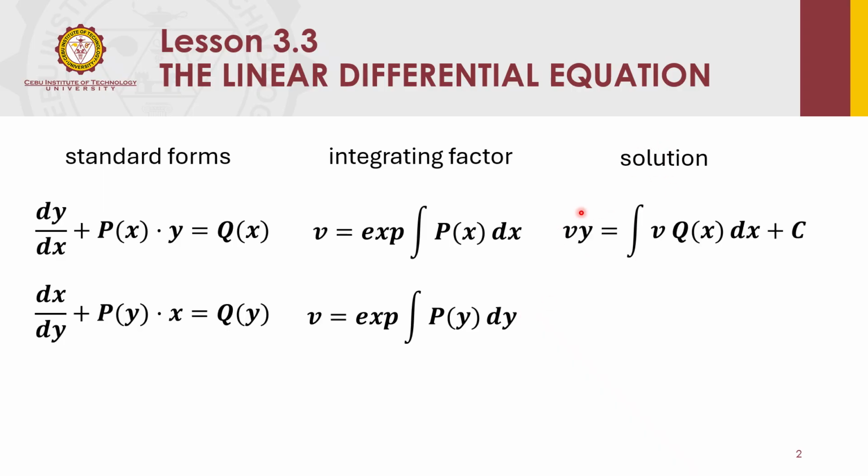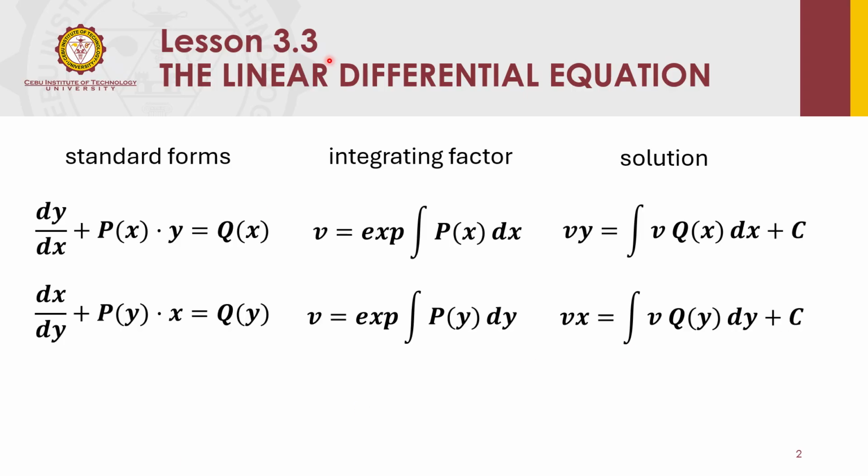We multiply the integrating factor with y, and it is equated to the integral of the integrating factor multiplied to the one on the right side of the equation, your x function. Integrate it with respect to x, and then plus c. For the second one, replace y with x, and then the integrand would contain the pure y function. Integrate it with respect to y, and then add the constant of integration.